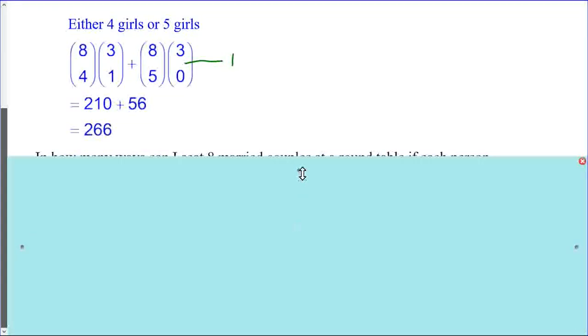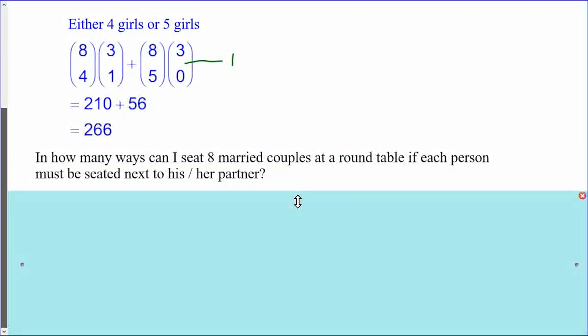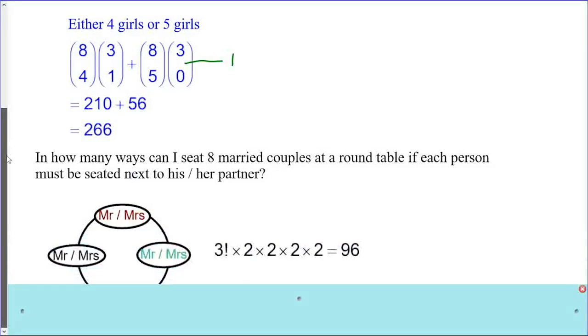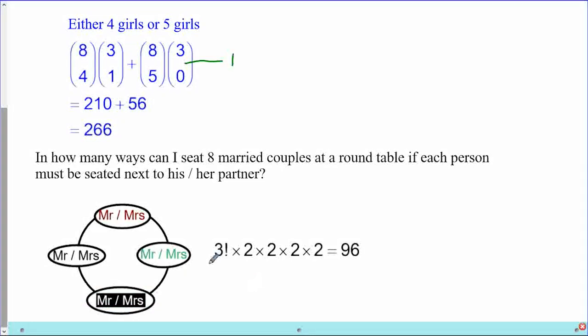In how many ways can I seat 8 married couples at a round table if each person must be seated next to his or her partner? Well, what I've done here is I've got Mr. and Mrs. Brown, Mr. and Mrs. Black, Mr. and Mrs. Green, and Mr. and Mrs. White. Now, I've put a sort of rubber band around each of them. So effectively, I've got four people.